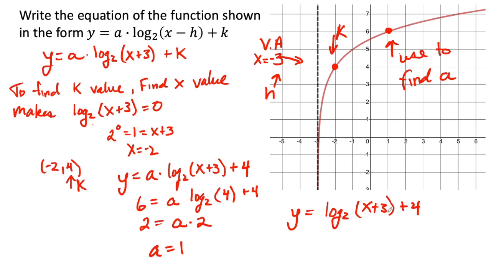So again, a little trickier for our logarithm one. Find the h from the vertical asymptote. The k value is 1 unit away from the vertical asymptote. So you're going to look at the graph 1 unit away on the x-axis. The y value there will be our k value. And then use another point to find the a value.